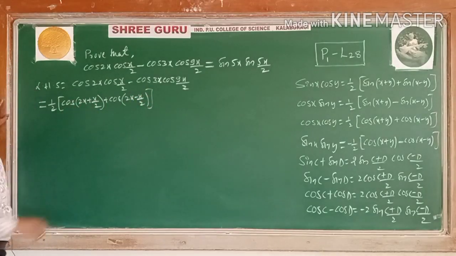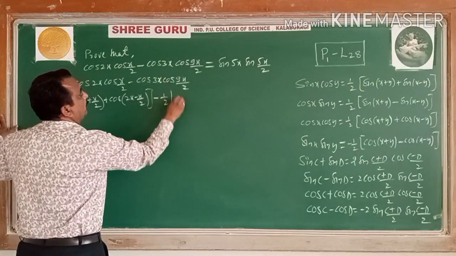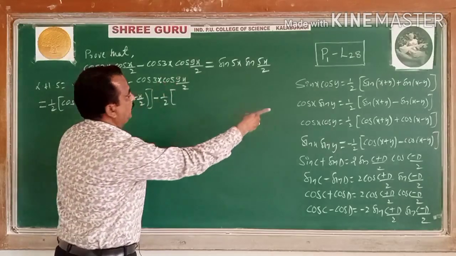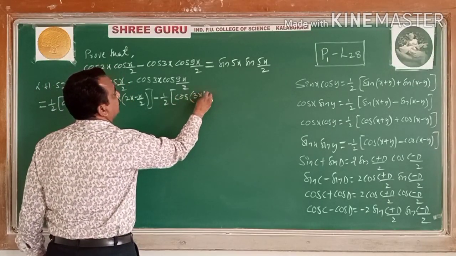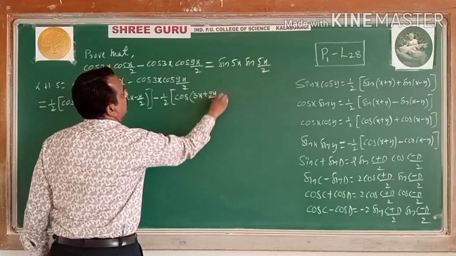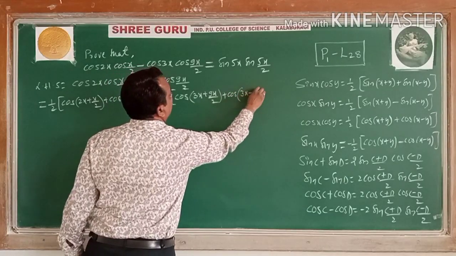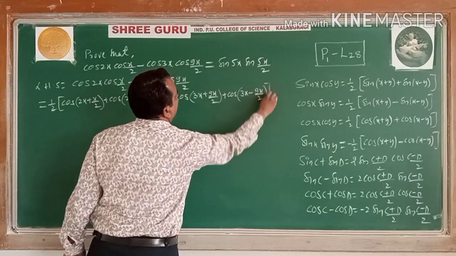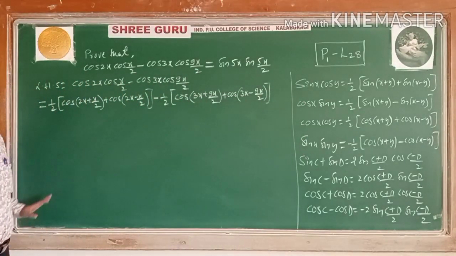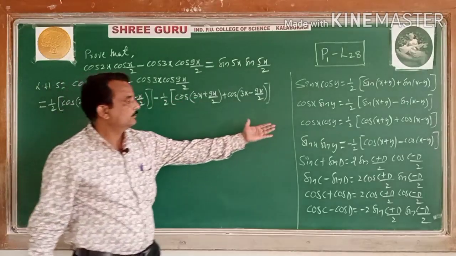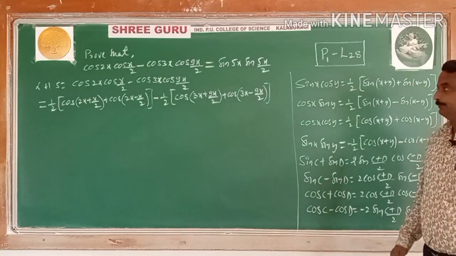Here x is 2x, y is x by 2. Similarly, minus as it is. Here again 1 by 2 into, this is also the cos x into cos y formula, the same formula applied here. Cos of (x plus y), where x is 3x and y is 9x by 2, plus cos of (3x minus 9x by 2). Here I have applied the cos x into cos y product formula respectively.